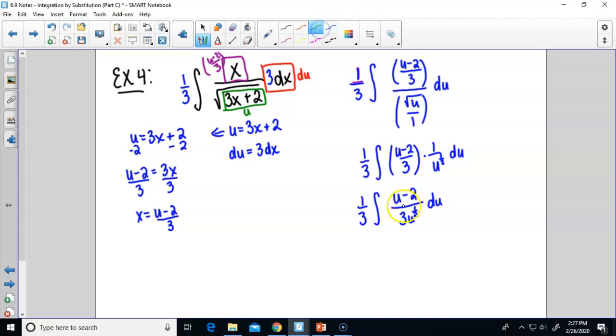And it'll make life a little bit easier if we just take this 3 right here and pull it out front. Because you've only got one term in the bottom, this is the same as if I had 1/3 times (u minus 2) over u to the 1/2. That would be the equivalent there. So I can just take that and put it out here. So that's going to give me 1/9 integral of (u minus 2) over u to the 1/2.